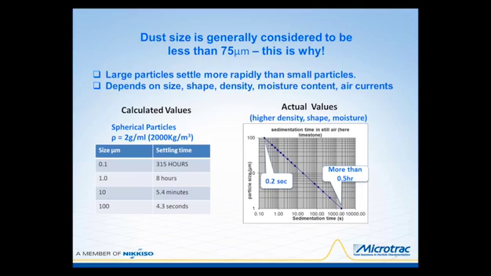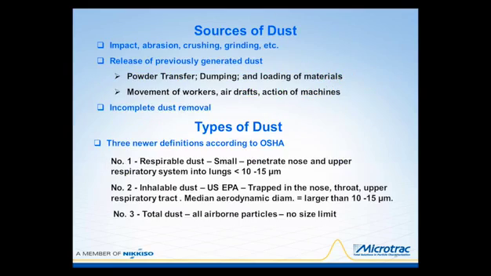So depending on the material, the settling time will change as a function of the size, the shape, the density, and moisture content. And this has to be examined for each material based upon these various factors. And again, the sources of dust are impaction, abrasion, crushing, grinding, etc. It can also be a source from release of previously generated dust. In other words, we have powder transfer that can occur, and dust is settled within the powder, and during the transfer, dumping, and loading of materials, that dust can be released again.